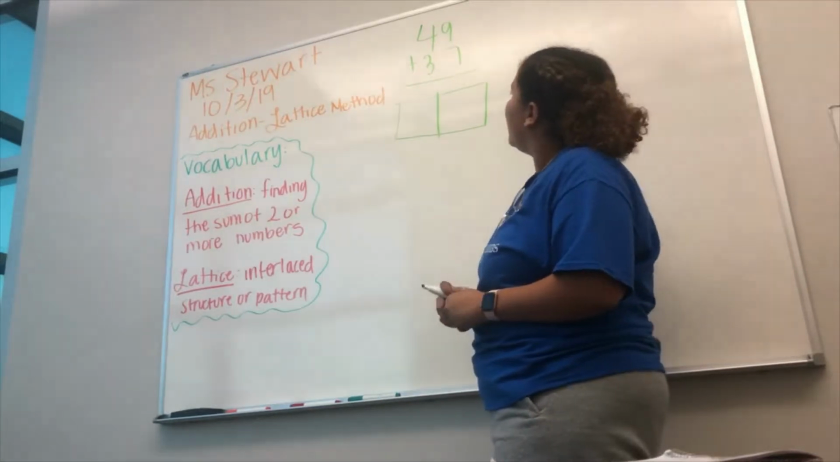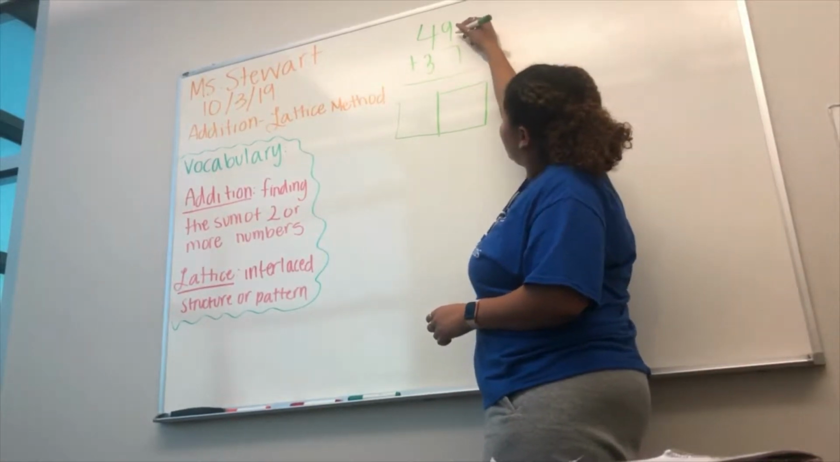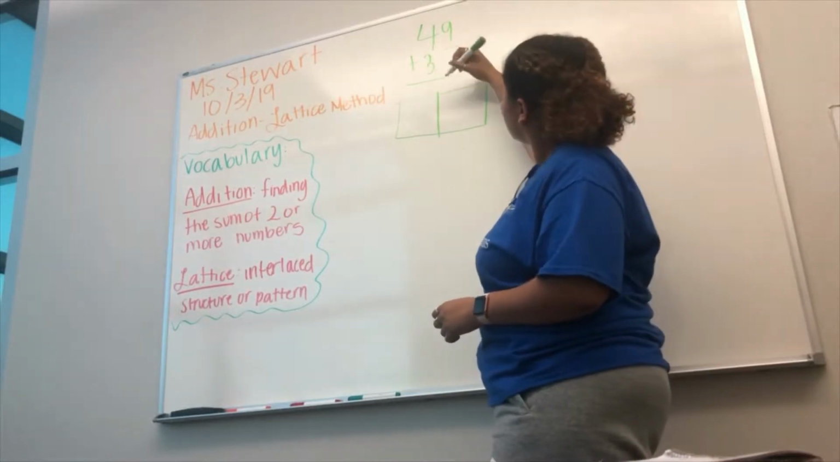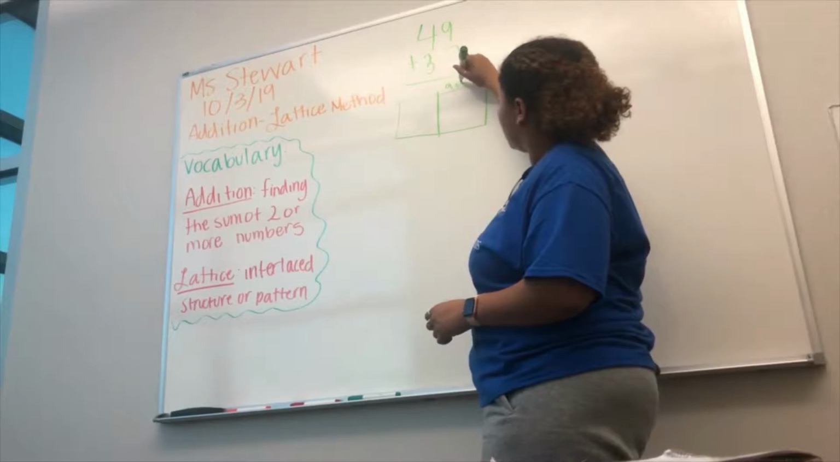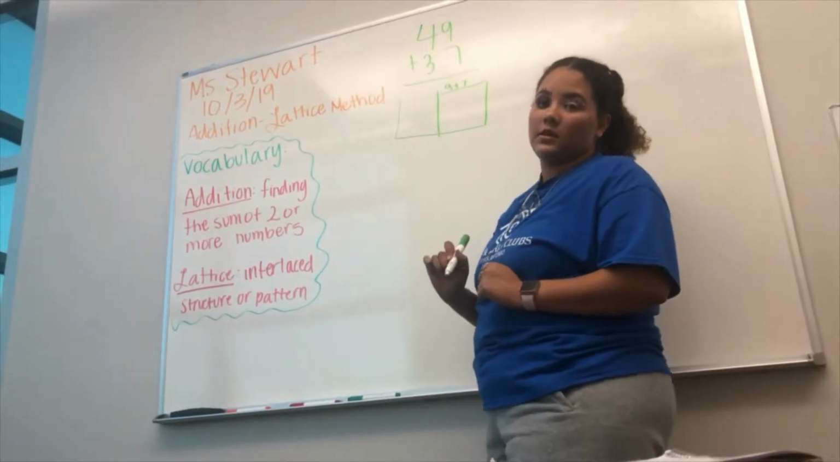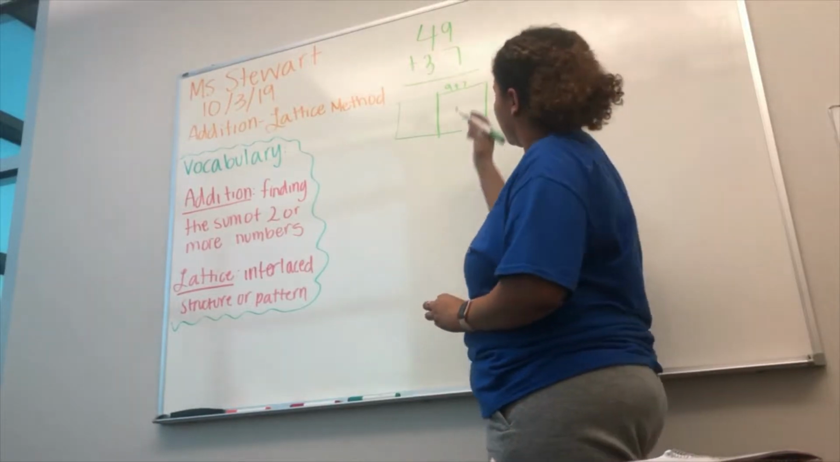And then the next step is gonna be to add the ones place. So 9 plus 7. So that's gonna go here in the one square. 9 plus 7. So what's 9 plus 7? 16. Good job.